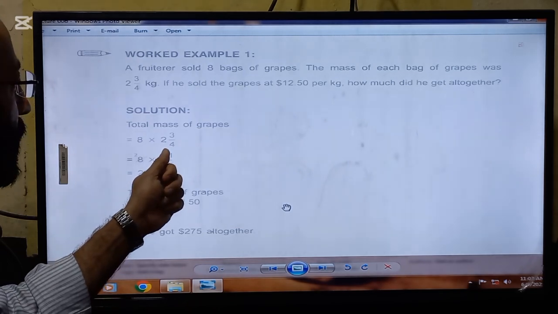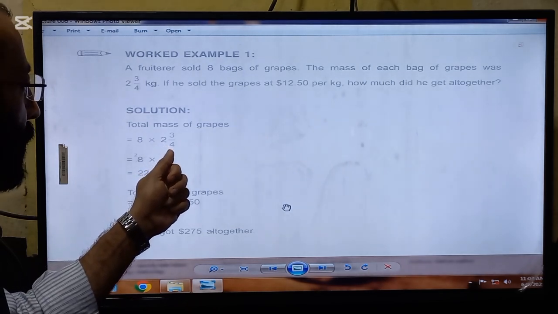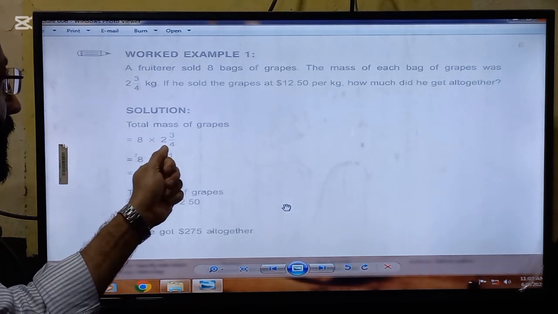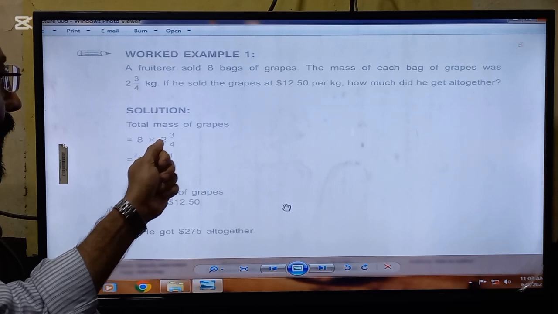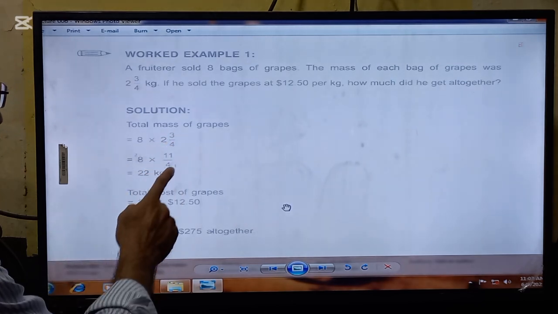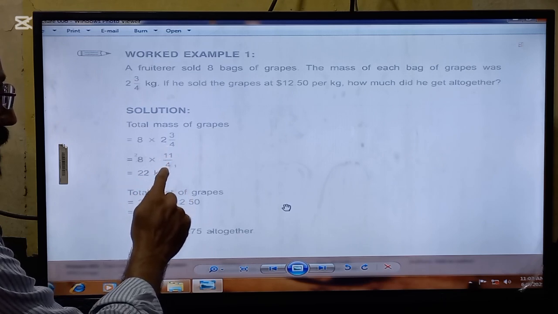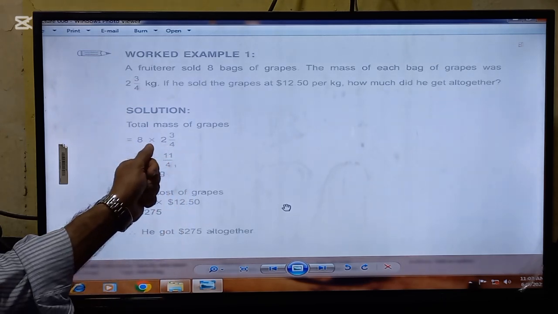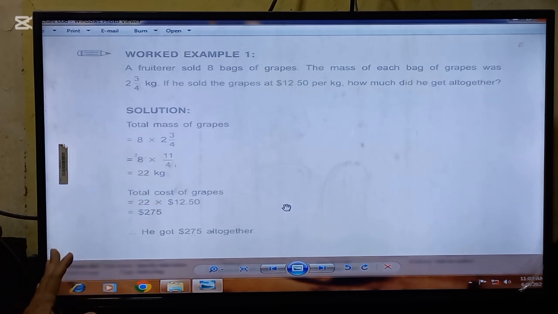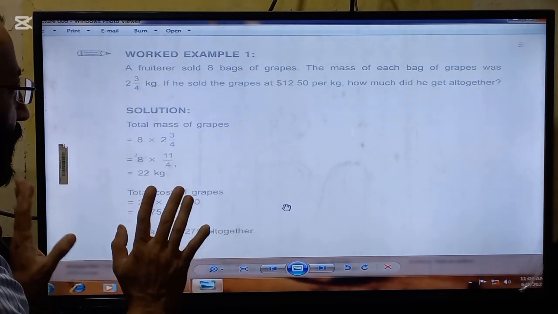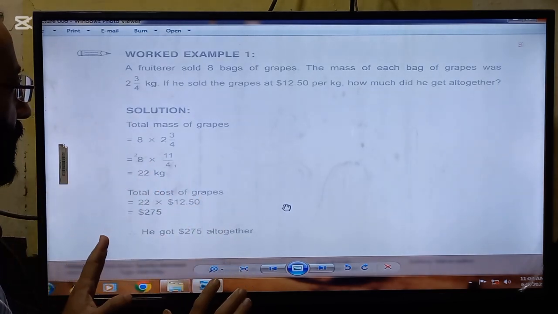First, we will convert this mixed number into an improper fraction by multiplying the denominator with the whole number and adding the numerator. So 4 twos are 8 plus 3, 11. 4 will remain as it is. This 8 multiply is also remain as it is. At this stage, we will cancel the values as much as possible.